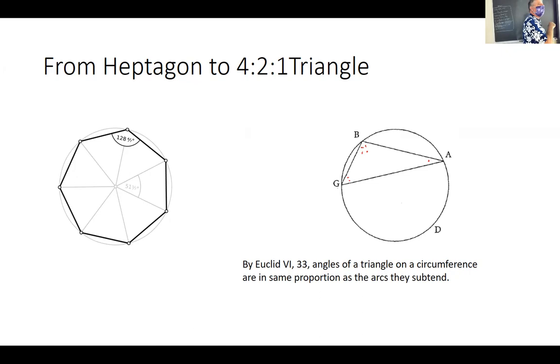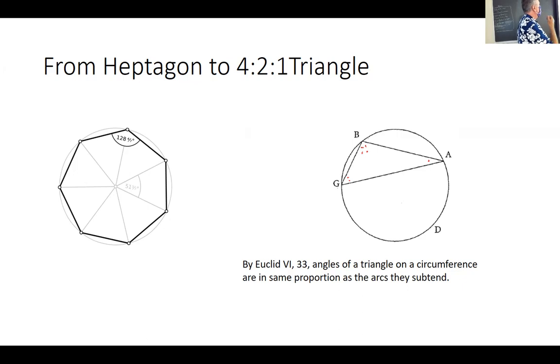This is actually from Archimedes. Archimedes saw that there was this really interesting triangle that you can construct from the heptagon, and it's a 4-2-1 triangle. Let me explain what we mean by that. We're going to take 3 vertices of the 7 vertices of the heptagon and make a triangle from them.